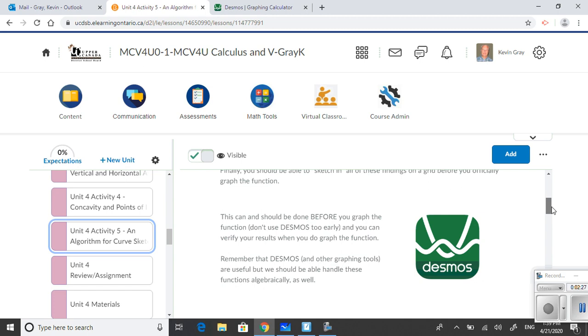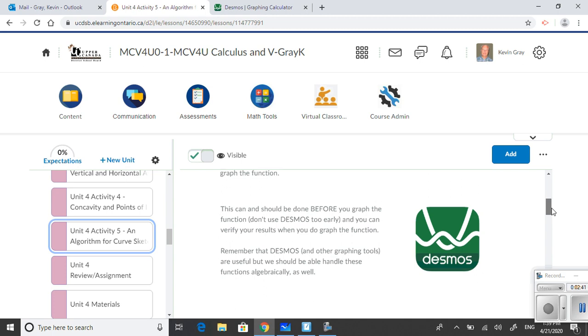Okay? And then when the time is right, you confirm your findings with Desmos. Or if you run into an issue, you check it in Desmos. And you use Desmos simply as the way it should be. And that's just a tool to support your graphs and your functions here.